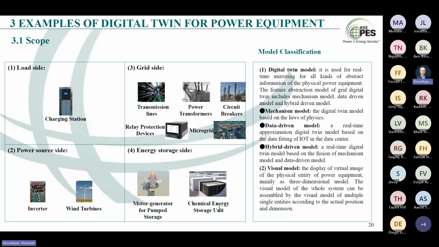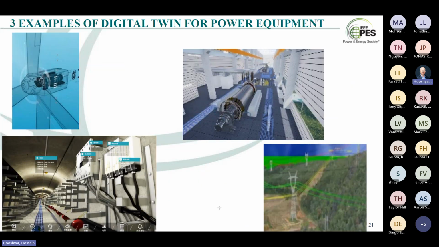all kinds of digital twin models using different tools. For example, when we develop the equipment models, we need to think about the digital twin model, the mechanism model, the data-driven model, the hybrid-driven model, as well as the virtual 3D models. So for the load grid side, the power source side, and the energy storage side, all kinds of equipment, we are going to connect their use cases. Here are some examples. This one is a gas insulated line, that's a GIL. Here are the wind turbines and also the transmission lines.